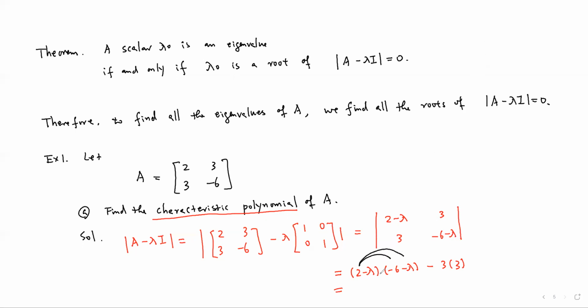Distribution. Then simplify the expression. Cancel out something, right? And then combine some terms. Then we get this polynomial. This polynomial is the characteristic polynomial of this matrix. This is question A.